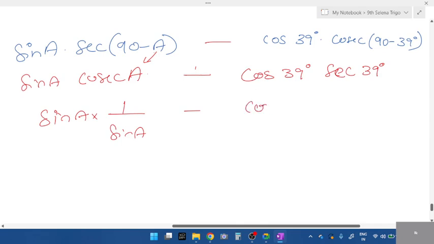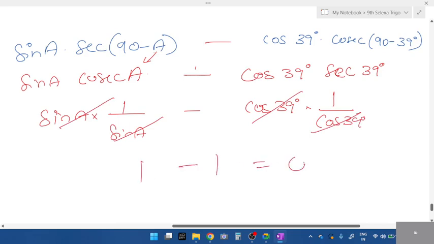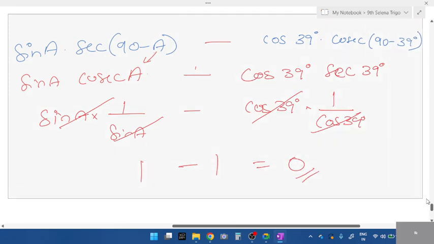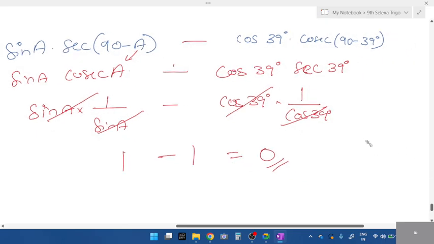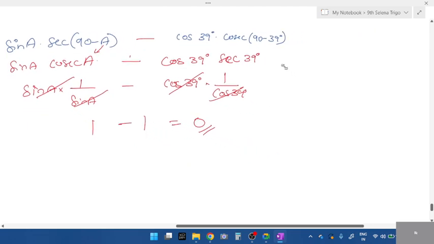In the same way, I'll keep cos 39 as it is. What is sec 39? Very good. 1 by cos 39. Can I cancel them? 1 minus 1, what are we getting? 0. Make a note. So what are the two things we applied here? First we used which one? Reciprocal. We can use even reciprocal and complementary. That becomes a little confusing. That's the reason I teach students first to always go with complementary.